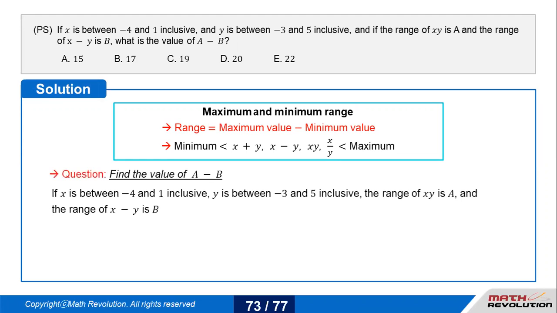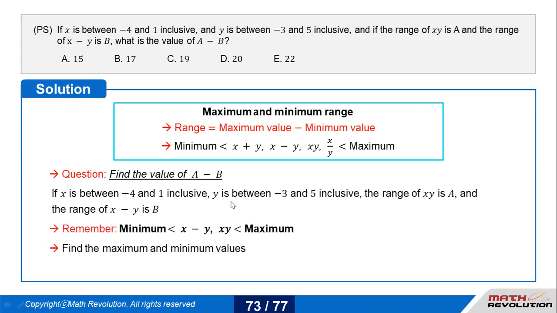So in this scenario, you need to understand that your minimum and your maximum value lies between x plus y, x minus y, xy, and x over y. Now, when it says that you need to find all the minimum values.